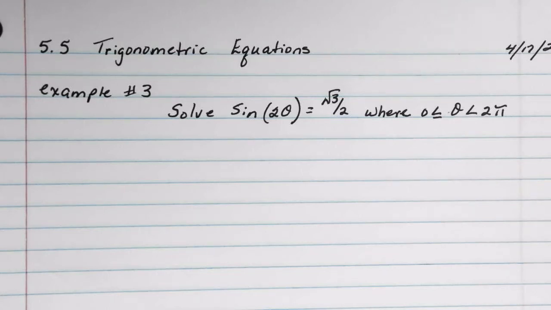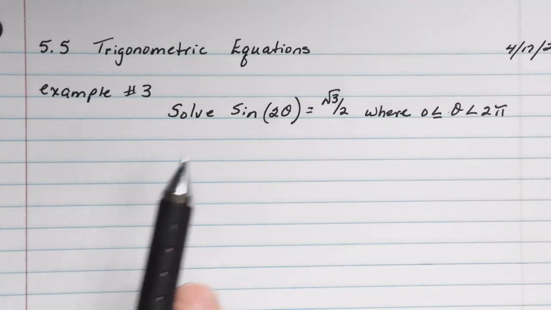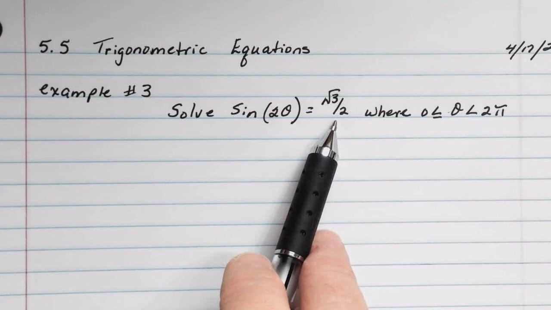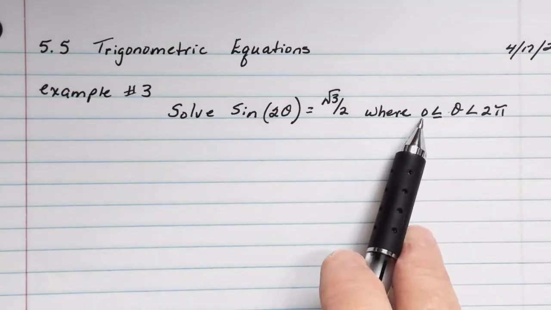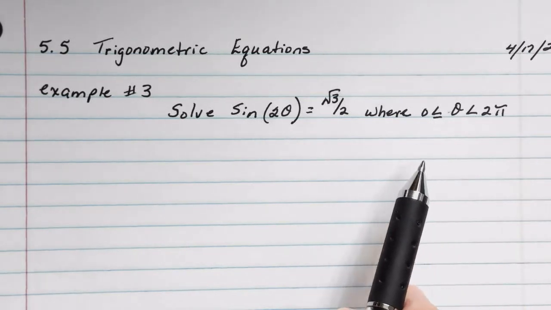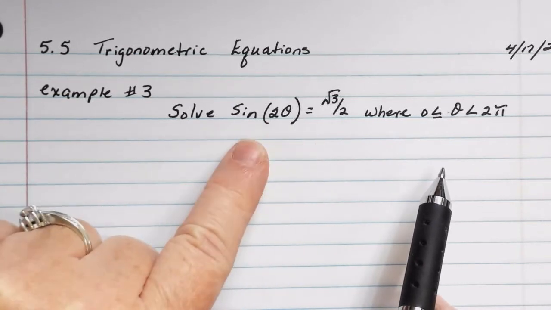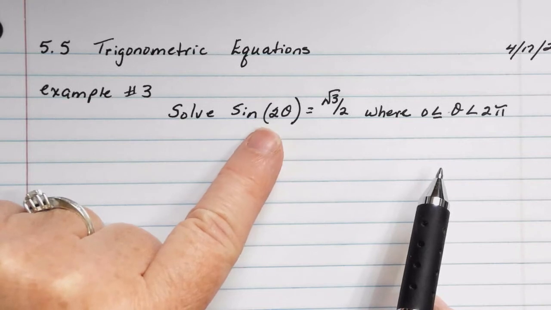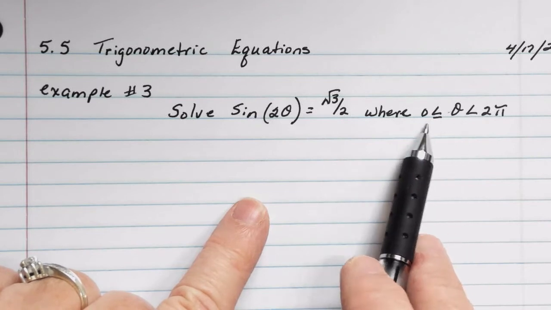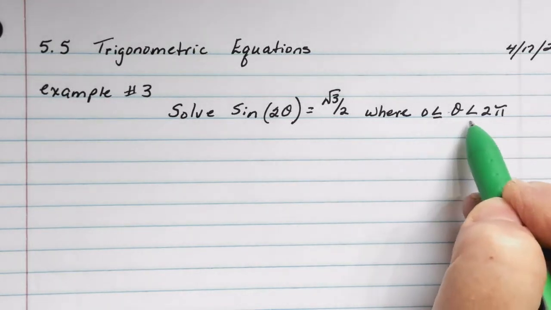Section 5.5, trigonometric equations. Here's a third example where we're solving an equation: sine of 2 theta equals square root of 3 over 2, where theta is from 0 to 2 pi, including 0. Now, when we think to undo this equation, we want to think about the sine inverse, but we're trying to find the sine inverse of 2 theta, not theta.